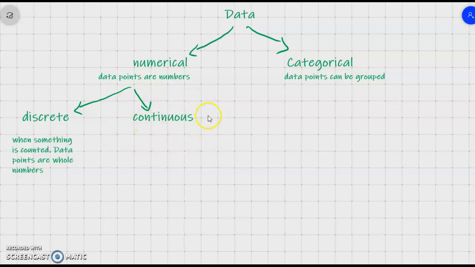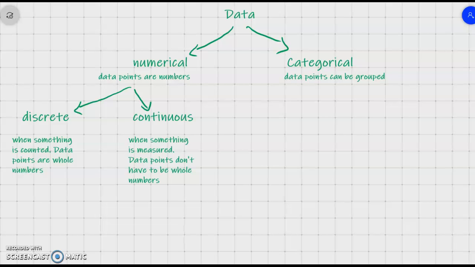Continuous, we get these data points generally by measurement. Now, when we're measuring something, you might find that it comes up to be 23.3 centimeters long or tall or whatever. So the data points don't have to be whole numbers when you're dealing with continuous data. But when you're measuring things, it can be length, height, weight, time. I've already said weight, but yeah, you get the idea.